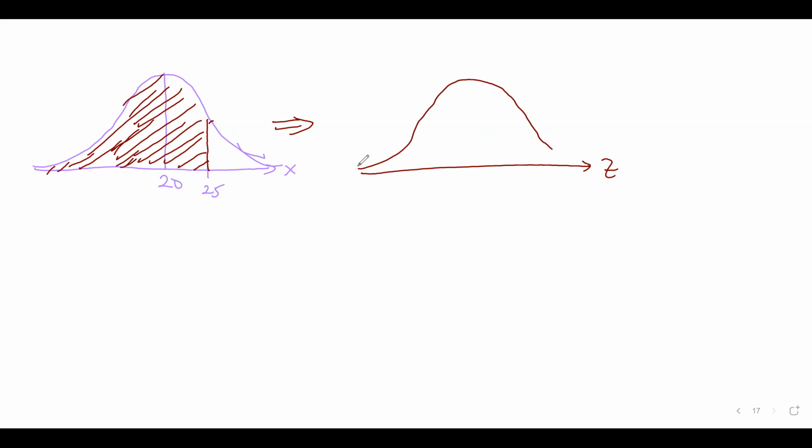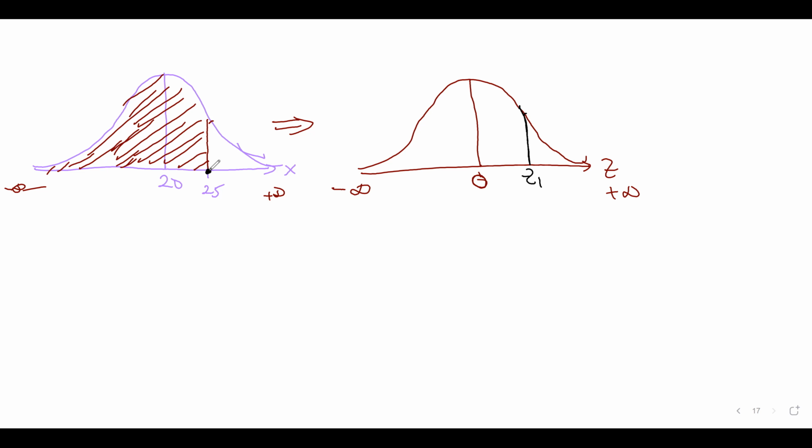Okay. So Z will have the center as 0 all the time. And it also starts from minus infinity to positive infinity. Even this one, plus infinity all the way to minus infinity. So what we need to do is to find which value of z here, which you can call z1, corresponds to this value of 25.